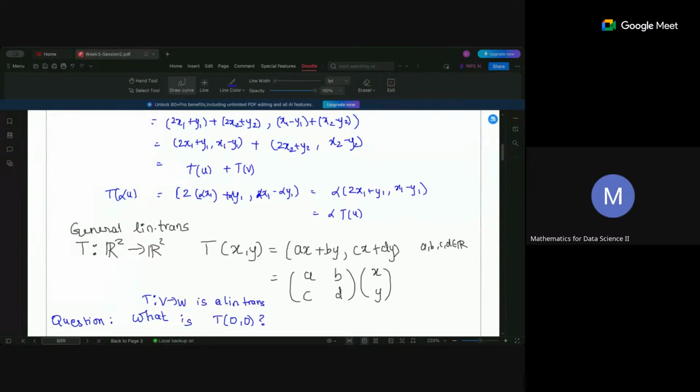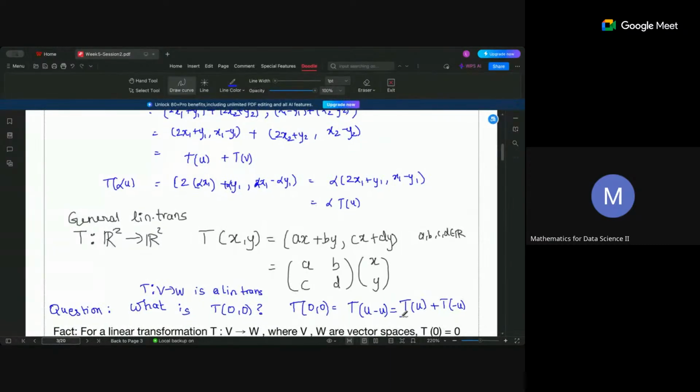You have to use either of the properties. Either you use T of U plus V equal to T of U plus T of V, or you use T of alpha U equal to alpha times T of U. So you use one of these properties to explain why T of 0 comma 0 is 0 0. Anyone? Okay, let's say you are having two vectors U and minus U. Now T of 0 I can write as T of U minus U. Yes or no? Right? Now what is T of U plus T of minus U?